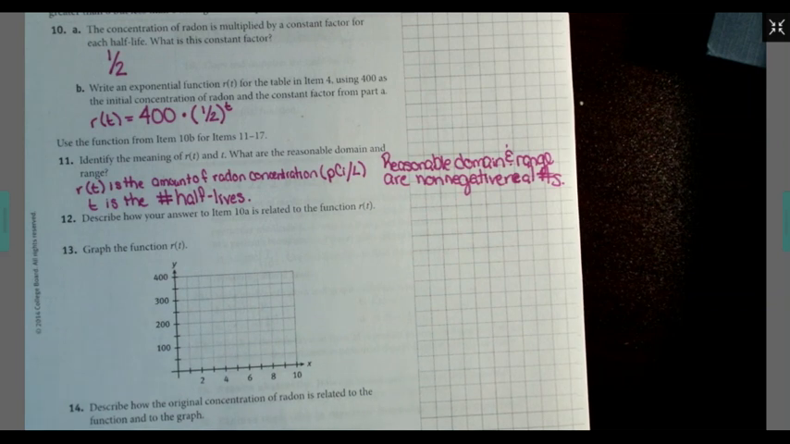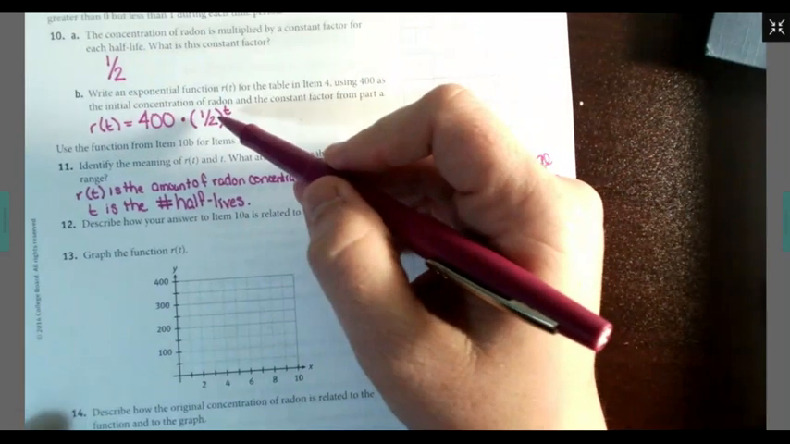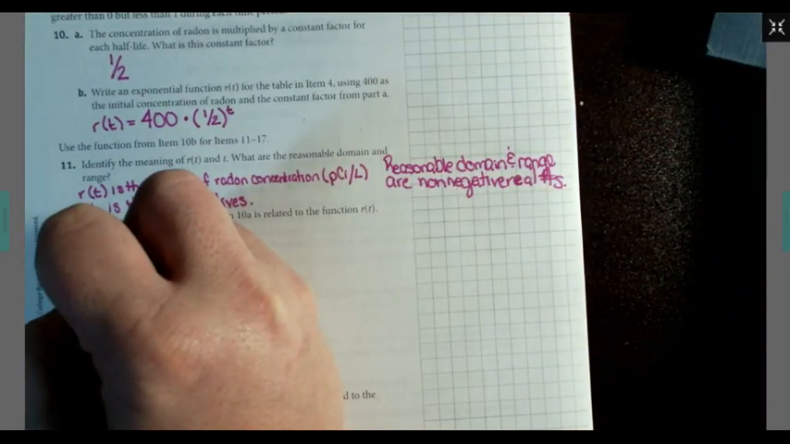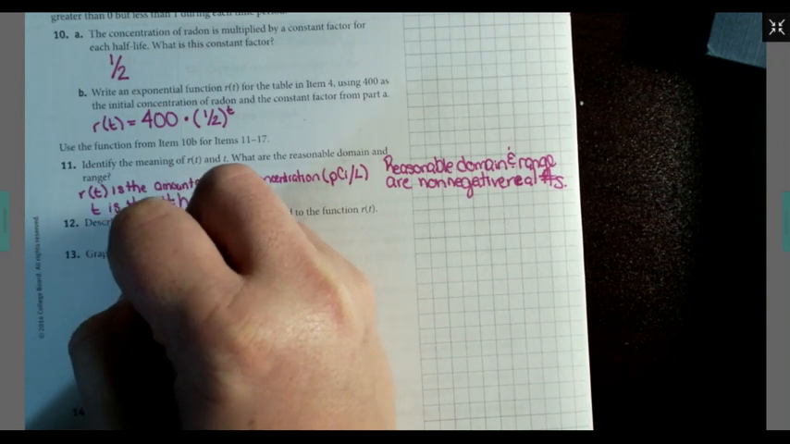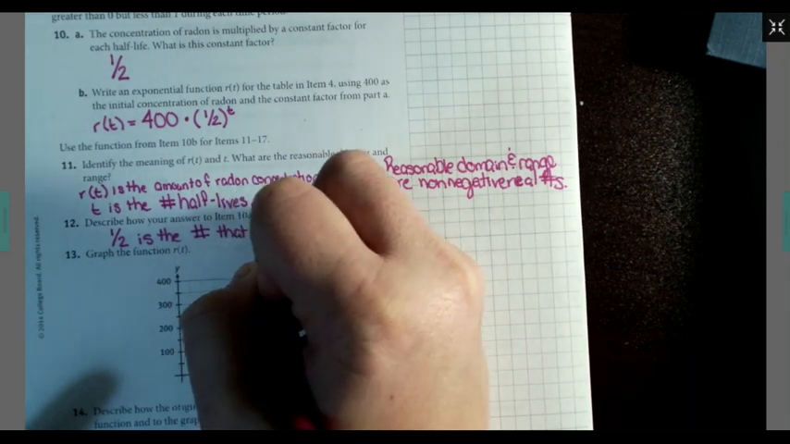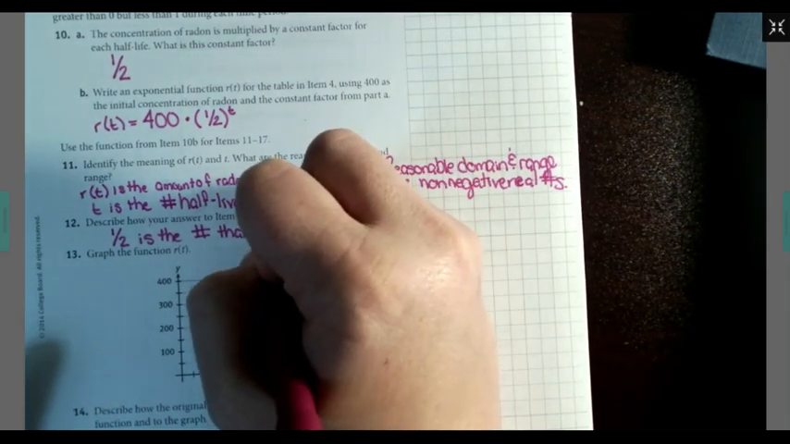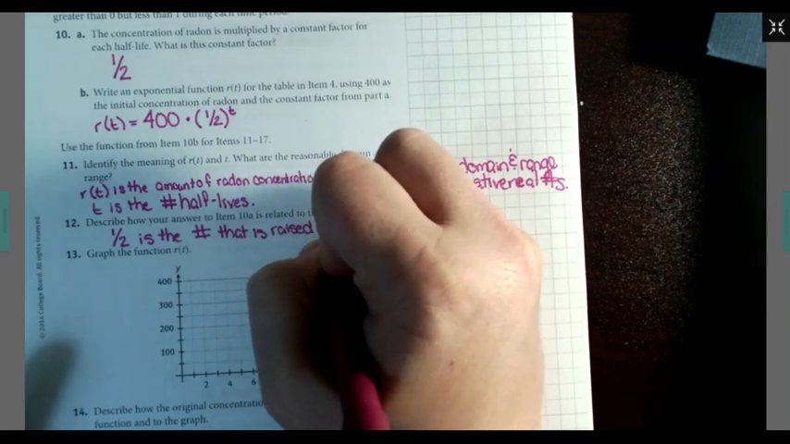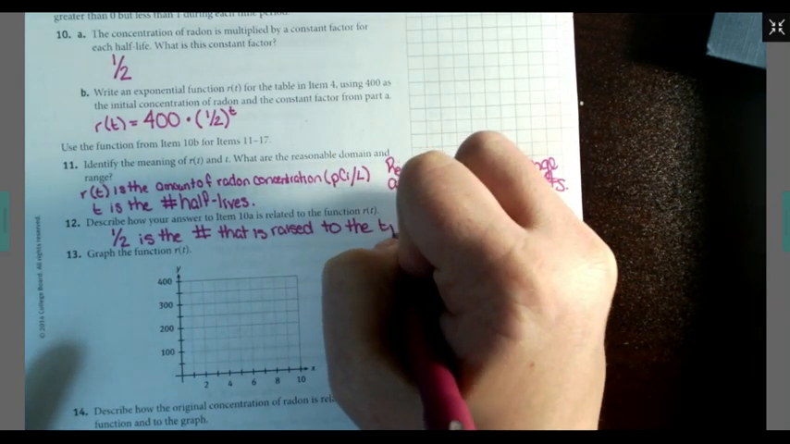Describe how your answer to item 10a is related to the function r(t). Well, my answer to 10a is 1/2. And how is that related to this function that we wrote for 10b? The 1/2 is the number that is raised to the t power.